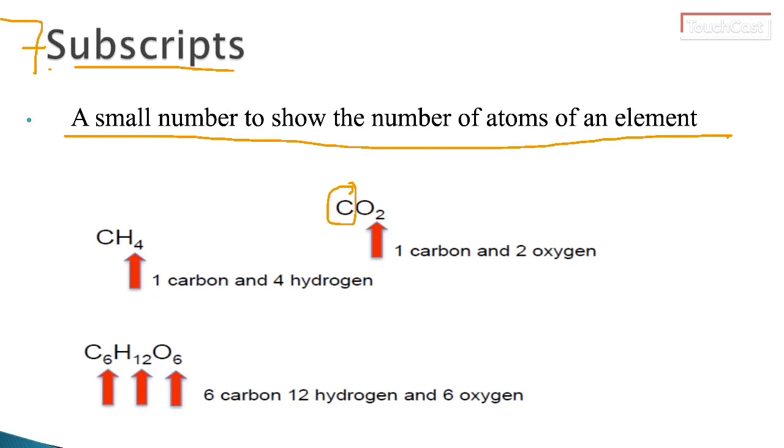Okay, so I have carbon. I don't see a small number next to it, so I know that's 1. And then oxygen has a small 2 next to it, so I know there's 2. So I have 3 total atoms there, 1 from carbon and 2 from oxygen. Here in this CH4, I have 1 carbon and I have 4 hydrogen. In this example here, I have 6 carbon, 12 hydrogen, and 6 oxygen.